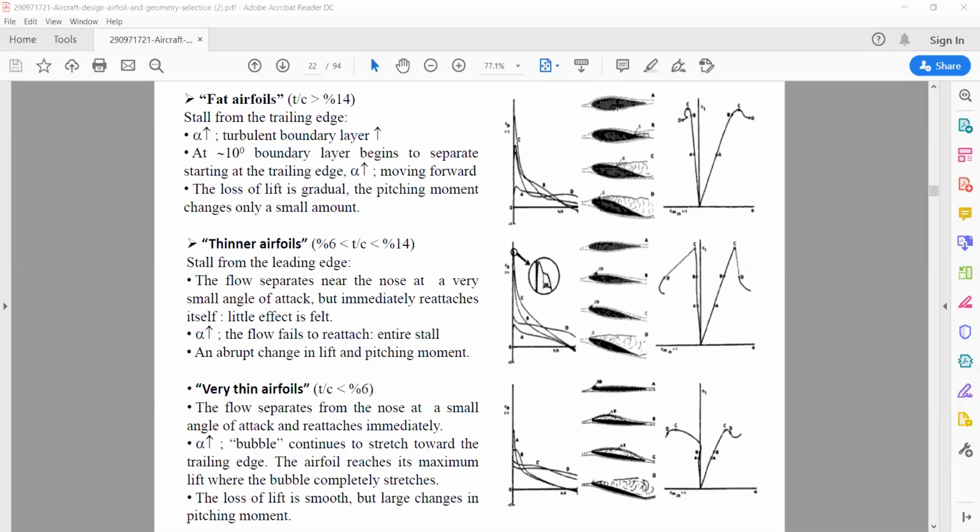So how it goes, the fat airfoils, you can see the thickness will be higher, and thinner it will be. For thin airfoils, you can just look at the thickness ratio from the upper and lower surface, and we'll understand.